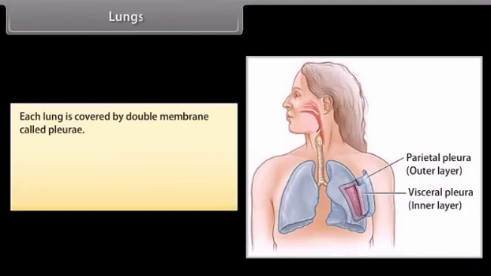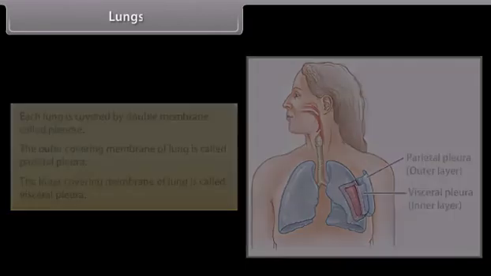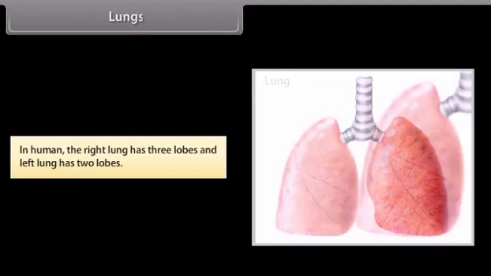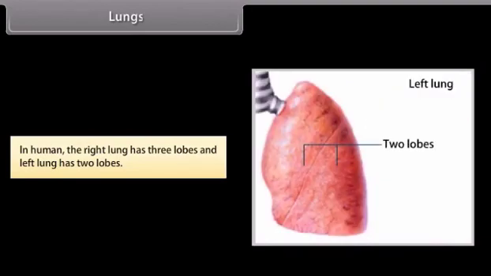Lungs. Each lung is covered by a double membrane called pleurae. The outer covering membrane of lung is called parietal pleura. The inner covering membrane of lung is called visceral pleura. In human, the right lung has 3 lobes and the left lung has 2 lobes.